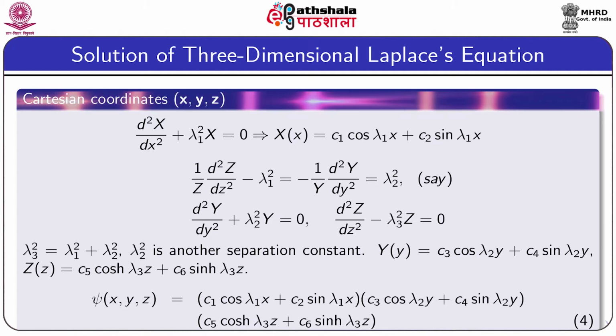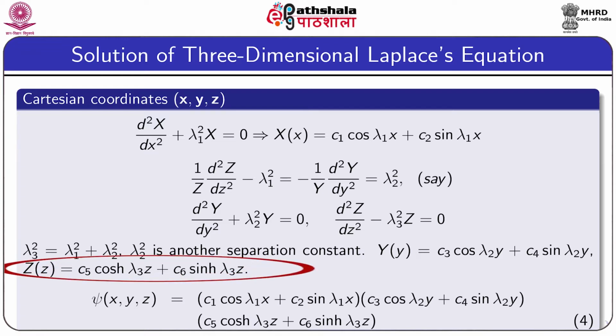Now, there is another equation in the dependent variable capital Z which is written here: d2Z dz squared is equal to lambda 3 squared Z, where lambda 3 squared equals lambda 1 squared plus lambda 2 squared. So, now we solve the Z equation, and the solution can be found easily, which is written here. Capital Z equals C5 cosh lambda 3 z plus C6 sinh lambda 3 z, where C5 and C6 are constants. Therefore, the solution of the Laplace equation in Cartesian coordinates can be written in the form psi equals the product of capital X, capital Y and capital Z. It is written here in equation number 4.